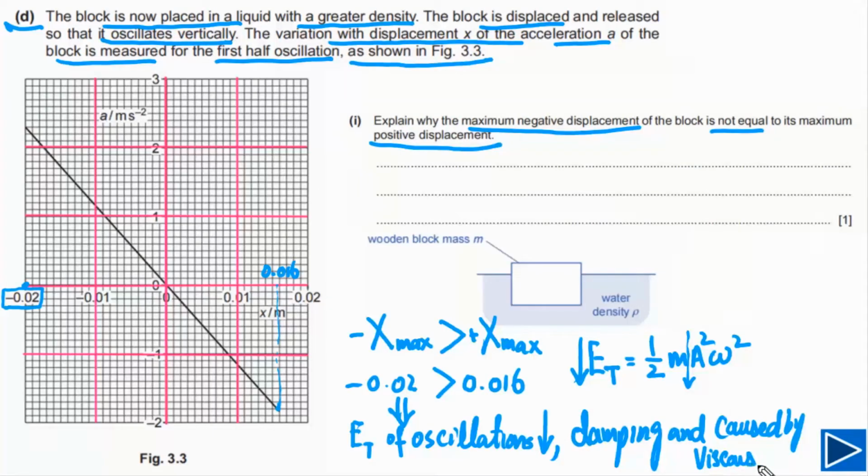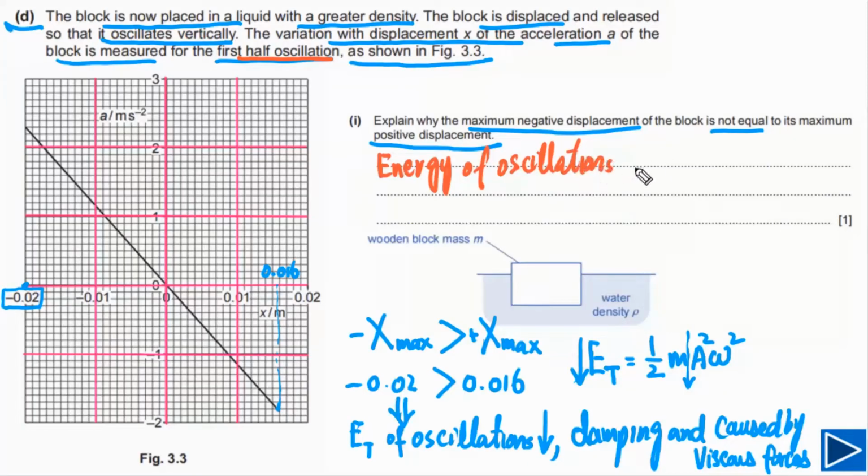So we can say due to viscous forces. That's all what we have to write down. Now let's try to write down the answer for this question. So simply we can say in this case energy of oscillations decreases.